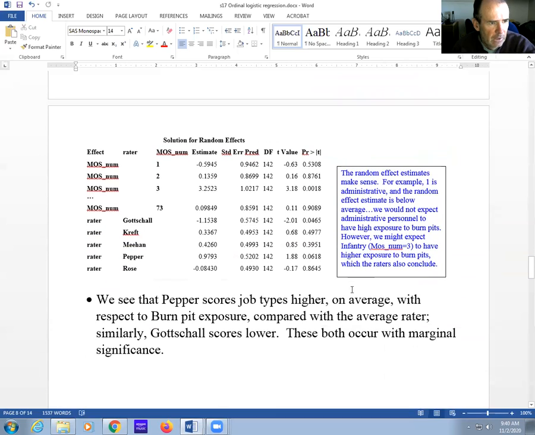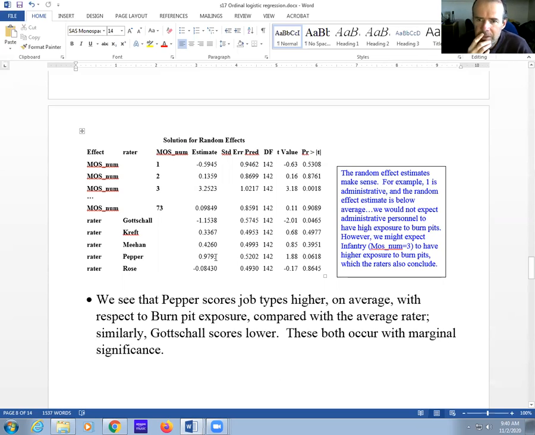Okay. And here's our random effect estimates. We have our 5 doctors. 4 of these actually work here, or they're affiliated, and then Pepper is, I'm not sure where he's at, but he was that postdoc that came here. And so we can see the doctors that tend to just think that there's lower exposure. So Gottschall tended to score lower and say no, they're being exposed to lower amounts. And Pepper and Meehan tended to think that these job types had higher exposure.